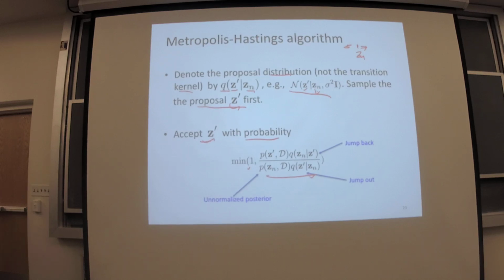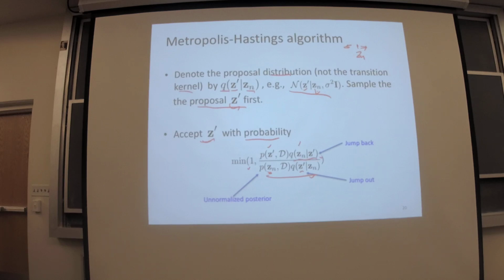The numerator is actually the probability to start from Z prime and jump back to Zn, using your proposal distribution. And the denominator is you start from Zn and jump to Z prime. It's kind of similar to the detailed balance, right? But remember, detailed balance is talking about the transition. This is not transition. This is just proposal distribution. We can construct the transition curve later, based on this. It's just a proposal distribution.